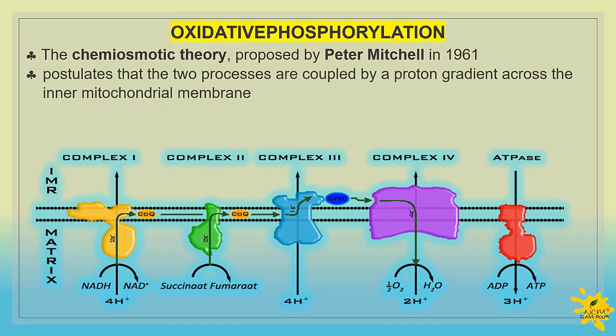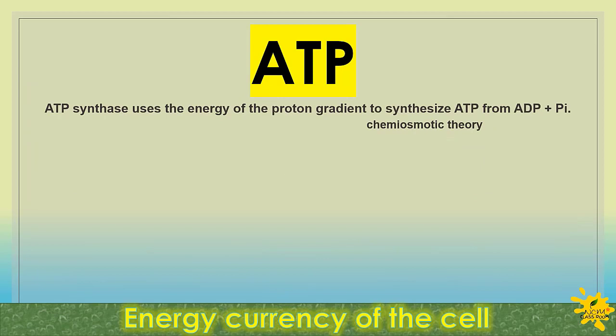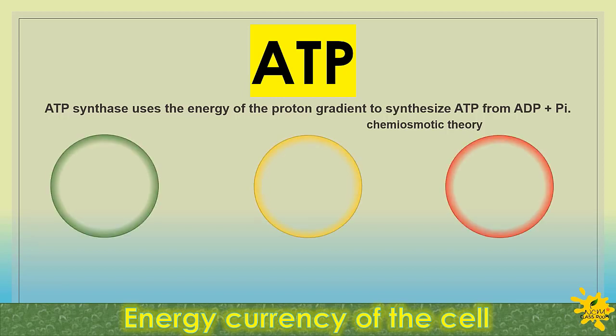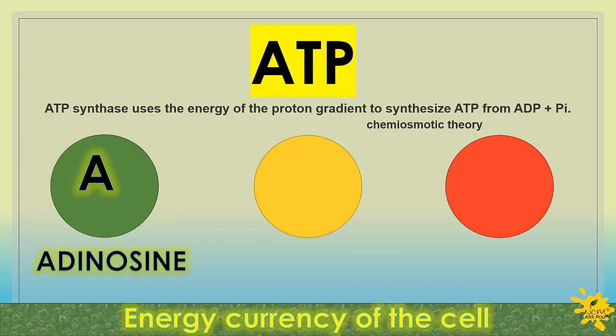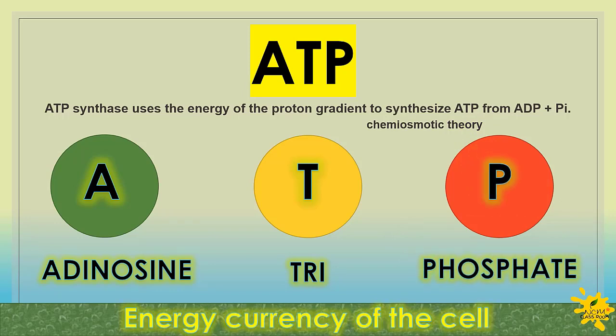He postulates that the two processes are coupled by a proton gradient across the inner mitochondrial membrane, so that the proton motive force, caused by the electrochemical potential difference that is negative on the matrix side, drives the mechanism of ATP synthesis. ATP synthase uses the energy of the proton gradient to synthesize ATP from adenosine diphosphate, where inorganic phosphate is added. This is based on the chemiosmotic theory, where ATP is called the energy currency of the cell. A stands for adenosine, T-R-I for three, P for phosphate. ATP means adenosine triphosphate.